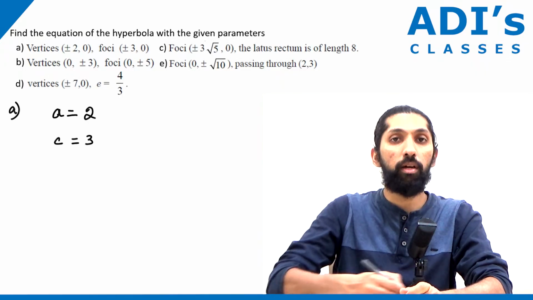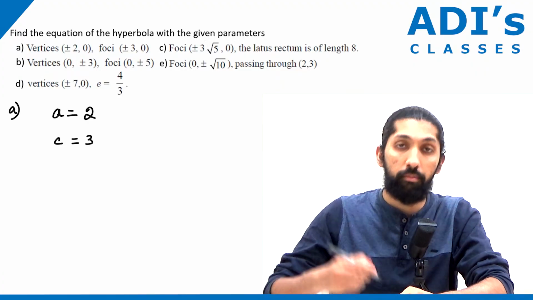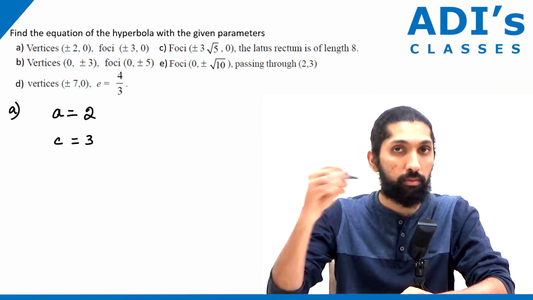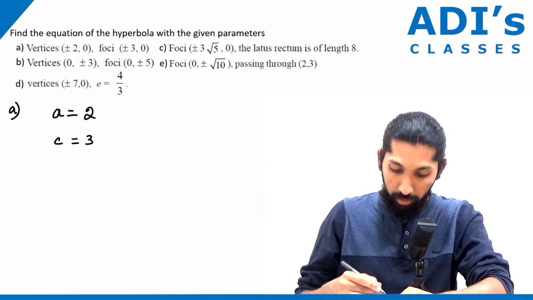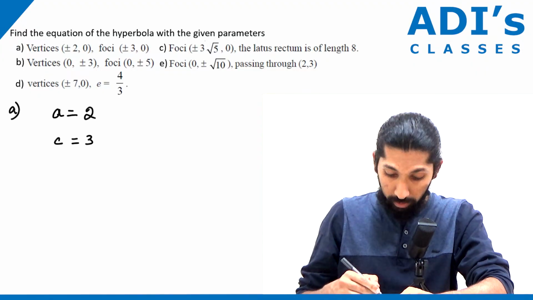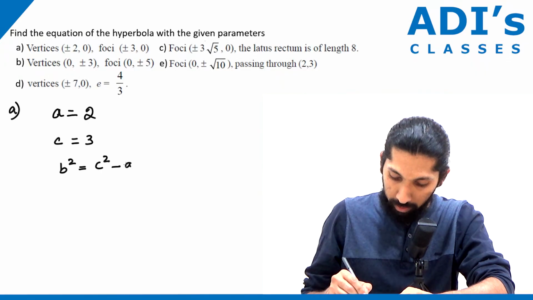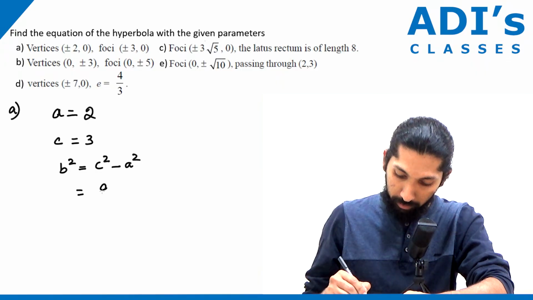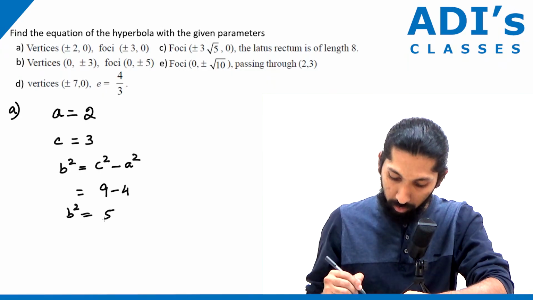Now, once you have the value of c, we have to find the value of b, correct? Because the equation is what? x square by a square minus y square by b square is equal to 1, correct? Alright. c value is 3. So what we can do now is that b square is equal to c square minus a square, right? This is going to become 9 minus 4, which is 5. So b square is equal to 5.